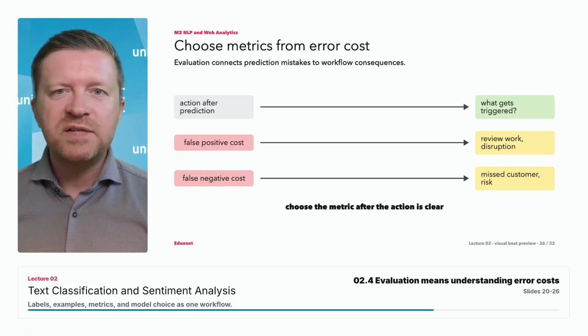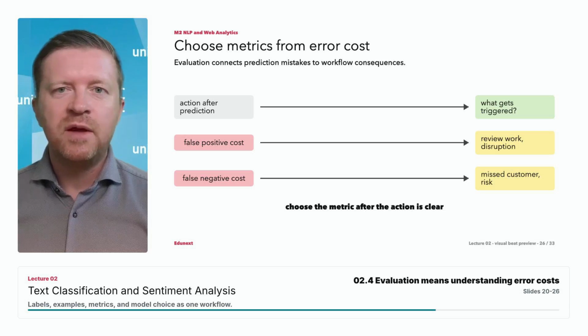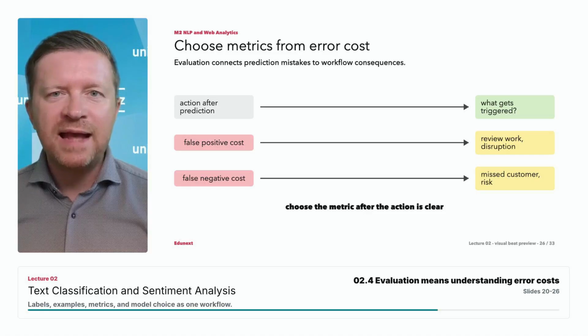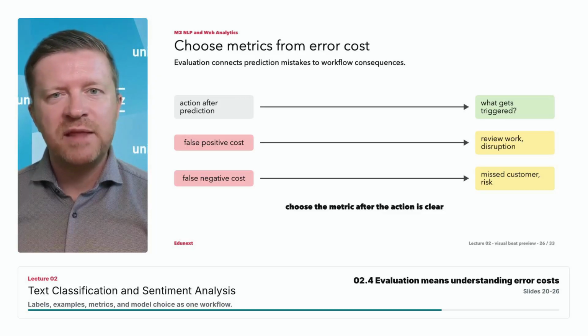Write down what happens after a positive prediction, then write down the cost of a false positive and the cost of a false negative. You will often see immediately why accuracy is not enough. Once the error costs are clear, model choice becomes easier. We can now ask, what kind of model is justified by this workflow?